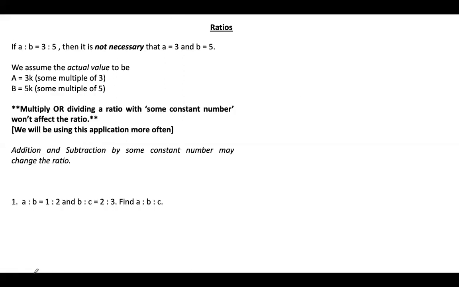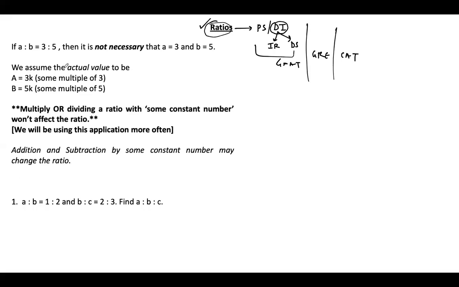All right, I will start ratios. Okay, let's start with ratios. An important topic with respect to problem solving, with respect to the data insights portion that contains integrated reasoning and data sufficiency. Important for GRE topics, important for GMAT, whether it's GRE or CAT. This topic is extremely important.